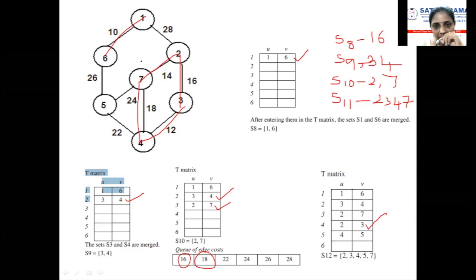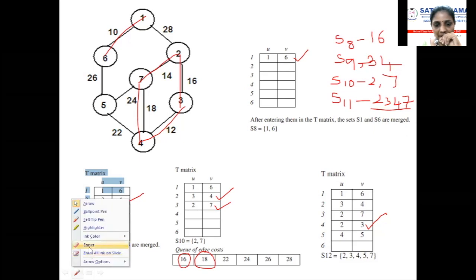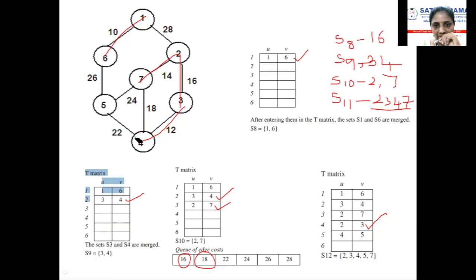See, now visibly I know that it is forming a cycle. It is closing the loop. But how will I know it from the program? How will I know it in the code? See, 2, 3, 4, 7. 4 and 7 are falling into the same set. So if they are falling in the same set, I will not add it in the T matrix. I will remove it. I will ignore this value.